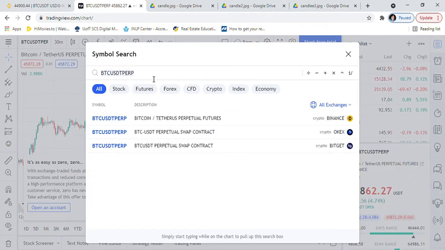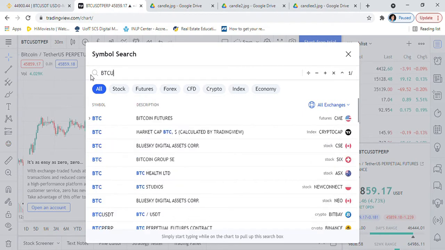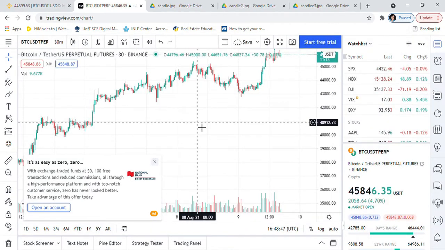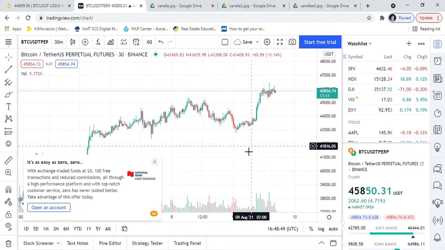You search it up. For Bitcoin, it is BTCUSDT. Okay, and then it's always the first one. I use Binance, so depending on what exchange you're using, you click on that one, because the price will be a bit different depending on the exchange. So you click on the exchange that you're using. For me, it's Binance, and this is the chart that I'm looking at.